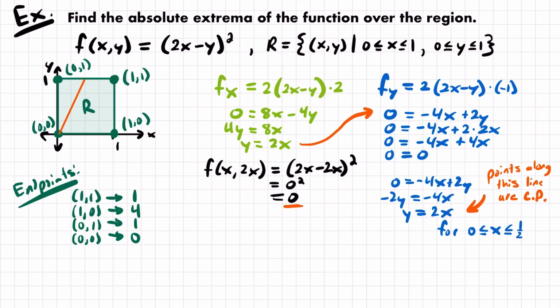And so that's what we're going to do next. We're going to take turns looking at each of these boundaries and identifying any critical points. And there are 4 of them. And so let's start with this one up here. I'll call this boundary A.